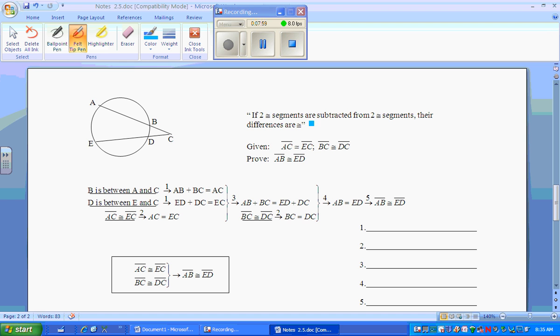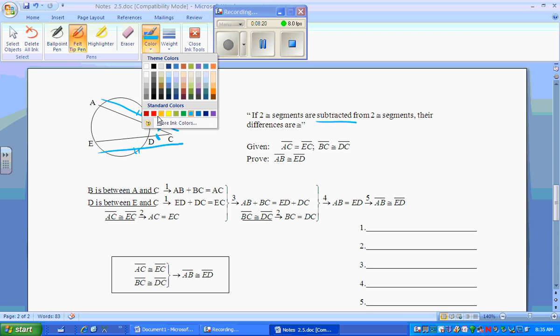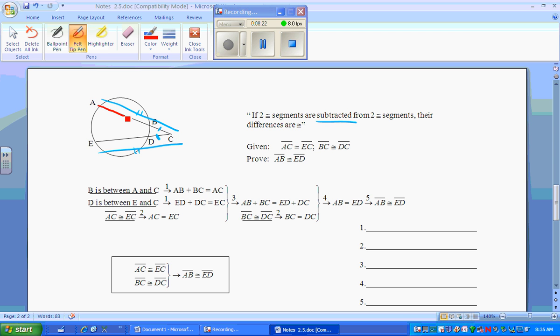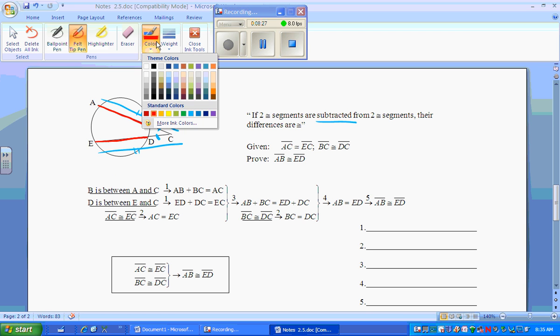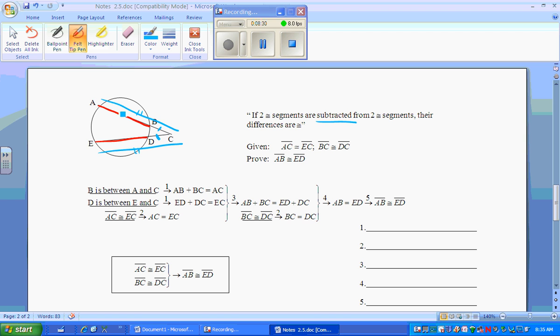If two congruent segments are subtracted from two congruent segments, their differences are congruent. So let's see in this example. We start with AC, this whole thing, being congruent to EC, and then BC, this piece here, congruent to DC, and our goal is to get AB congruent to ED. Well, think about it. We have the big piece and the small piece.